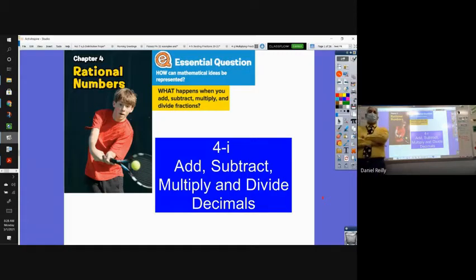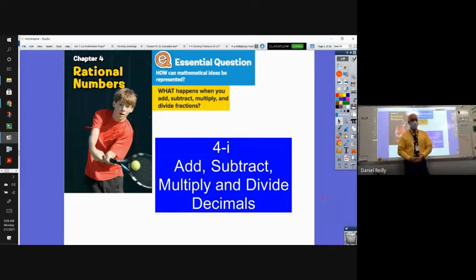Okay, so this chapter is on rational numbers, and rational numbers are numbers that can be written as a fraction, which means that it includes all terminating and repeating decimals. So operations with rational numbers really should include not only operations with fractions, which is what we've done for the entire unit so far, but also operations with decimals.